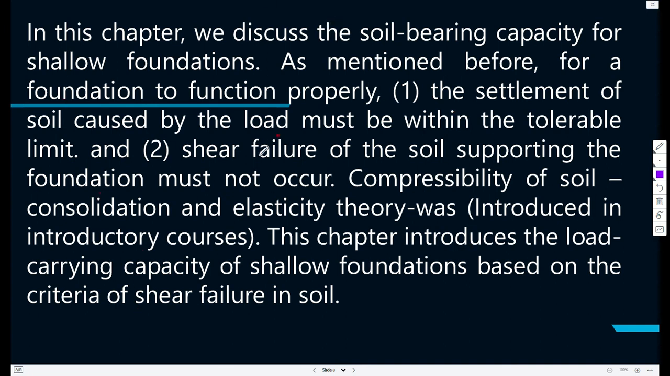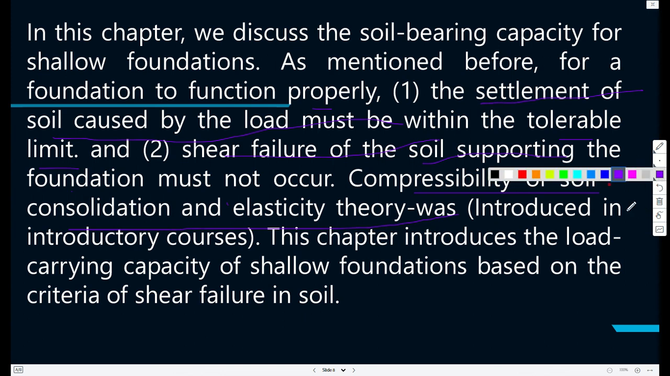So we will discuss the shallow foundations as mentioned before. For a foundation to function properly, you have to control settlement, and the settlement caused by the load must be within tolerable limits, and shear failure of the soil supporting the foundation must not occur. We use principles of compressibility and consolidation, and this is something you should have done.